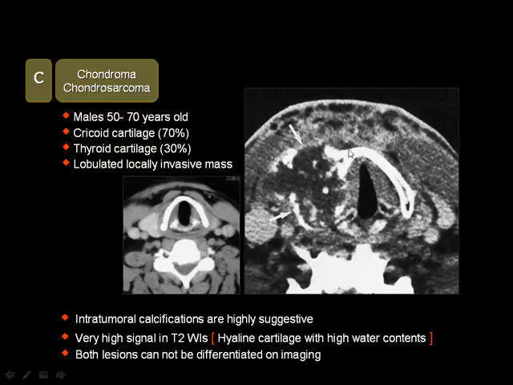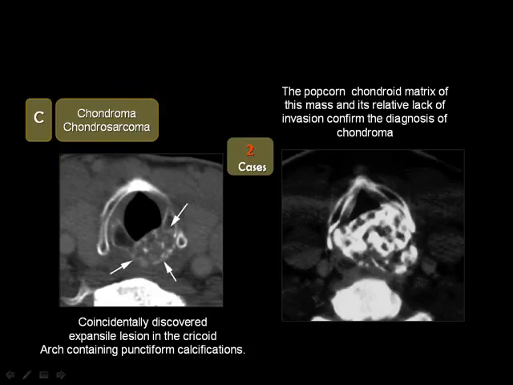And this is a case of chondrosarcoma infiltrating the thyroid cartilage on the right side. The only diagnostic landmark of chondrosarcoma is the presence of a soft tissue mass that contains matrix calcification. Anywhere in the body, a malignant lesion containing matrix calcification, we assume that it represents a chondrosarcoma.